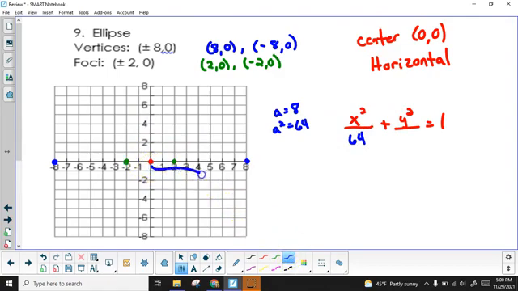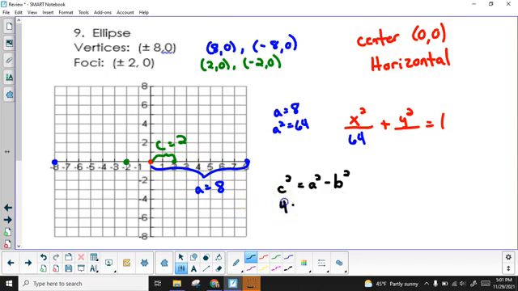From the center to our vertex point, we said that was our a value, which is 8. And from the center to the focus point, that's our c value, which is 2. Since this is an ellipse, we know that our relationship here is c squared equals a squared minus b squared. And we know what a and c are, so we can just plug those numbers in.